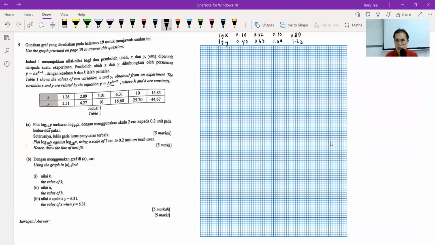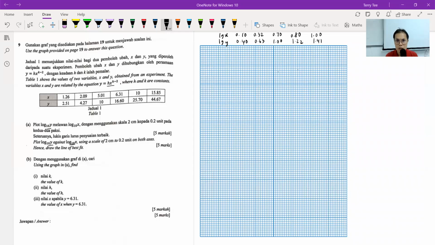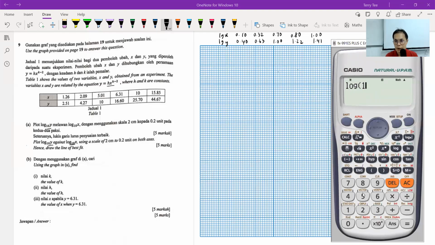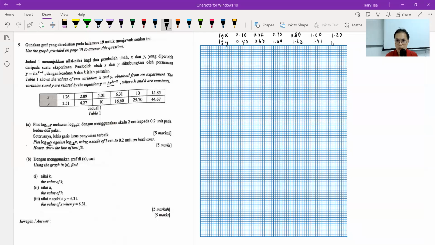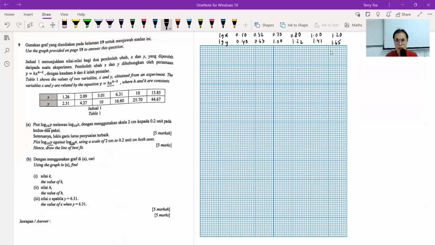Okay, then log 10. Log 10 is 1, so 1.00. And then next one, log 25.7, 1.41. Okay, last one, log 15.85, 1.2, and log 44.67, 1.65. Okay, 1.65. So I've got my x, I got my y.